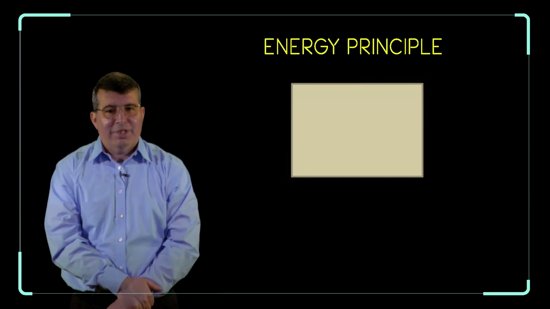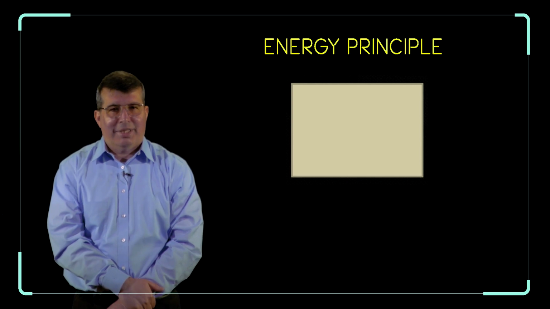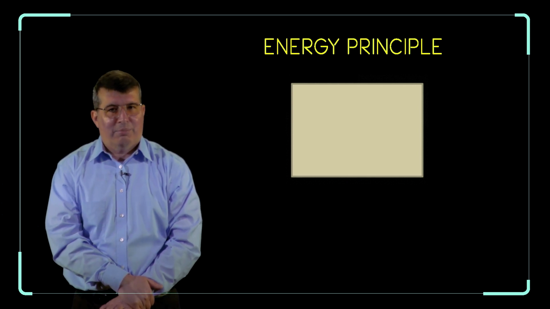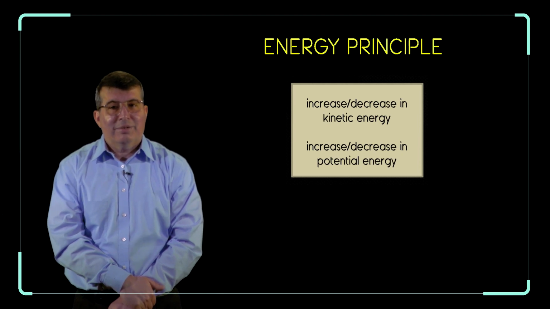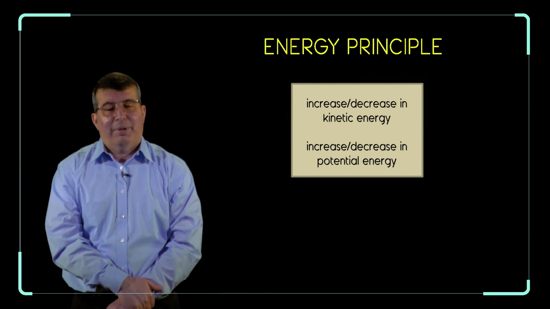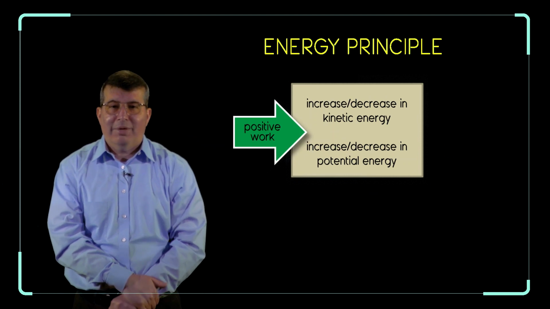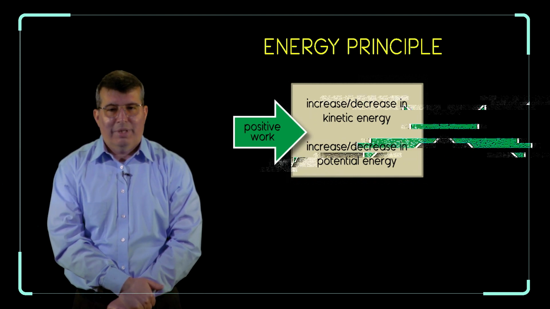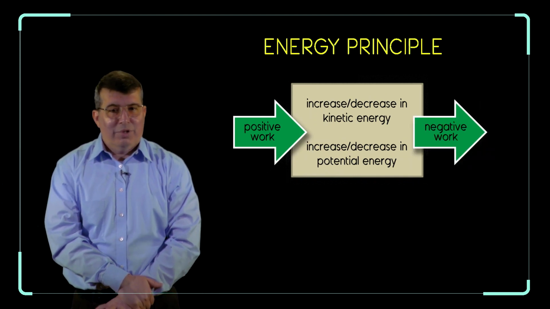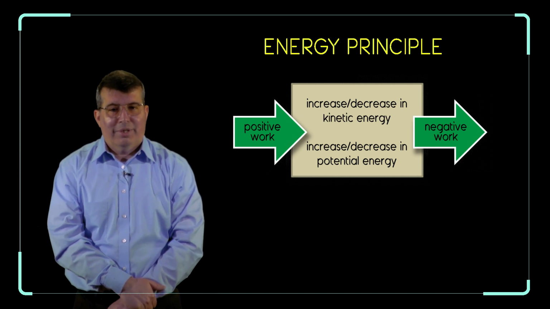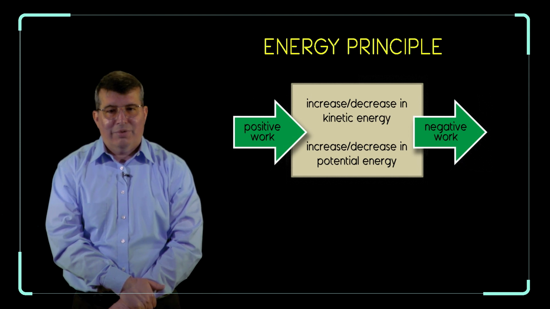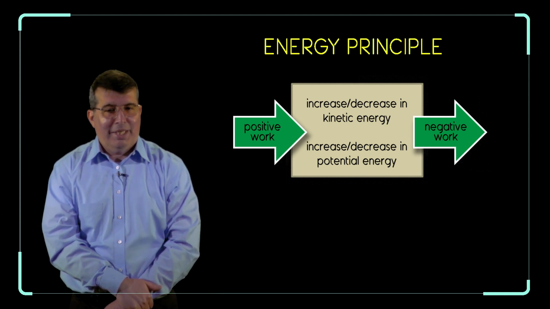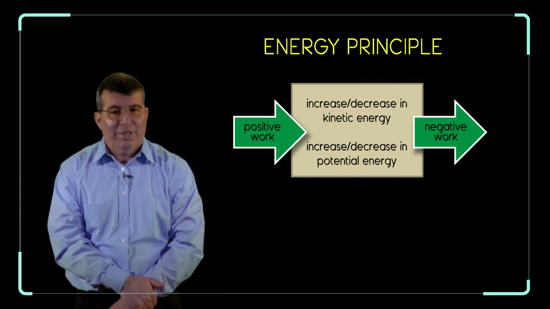Once again, we have this box that represents the energy in an object, and that object can have kinetic energy or potential energy inside of itself. And we can add energy by doing positive work, or we can take away energy by doing negative work. Now, even if we don't do work, the kinetic energy can increase or decrease if we have a corresponding increase or decrease in potential energy.